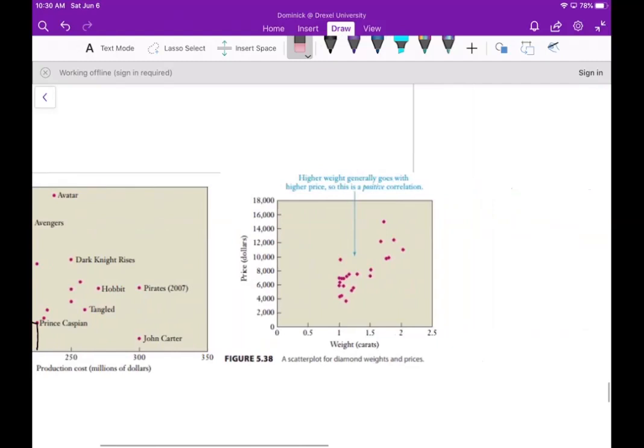Now, this next graph gives us the scatter plot for diamond weights and prices. Of course, here you would think that the heavier a diamond is, the more expensive it would be, and that does seem to be the case here. So you have this general trend of going up.